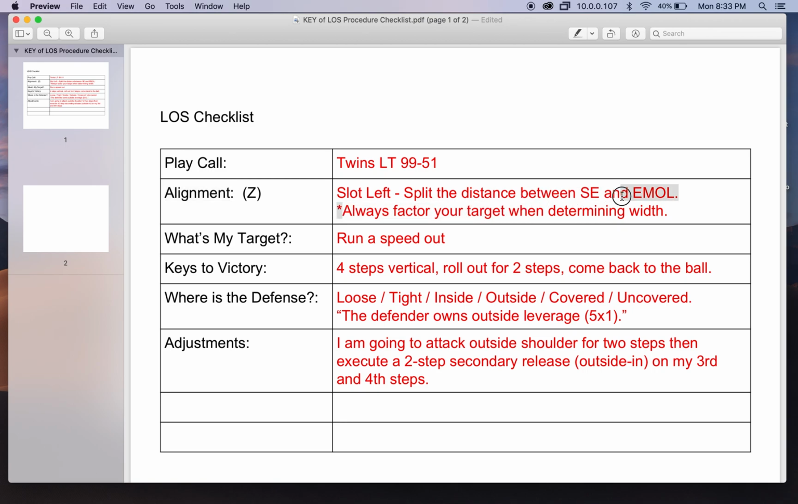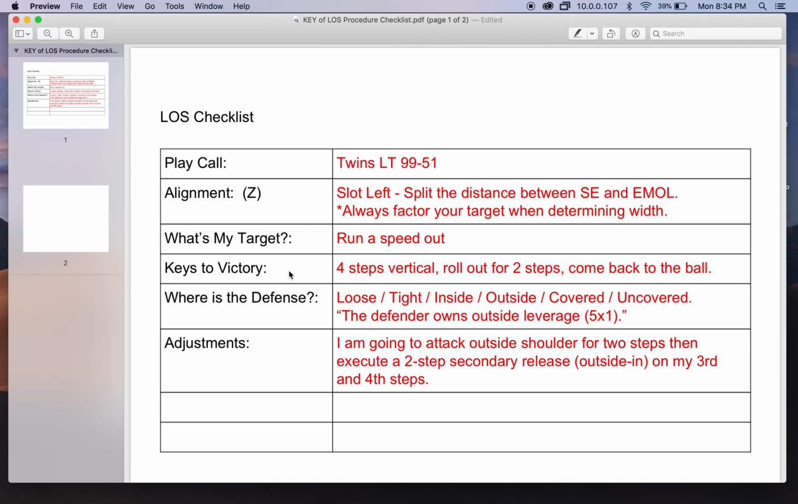You always want to factor in your target when determining your width. And now, what is your target? Well, my target, because 51, I'm the second receiver, my target is to run a speed out. And think of target this way: what job do you have to do to help our team succeed on this play? Your target is that job. And in this case, as the number 2 receiver, you are running a speed out.